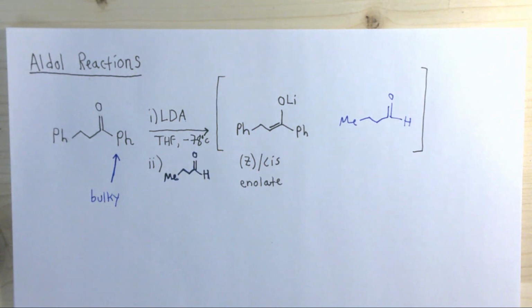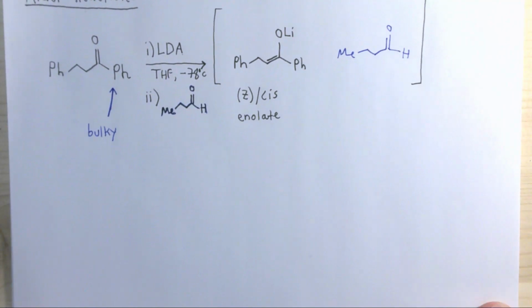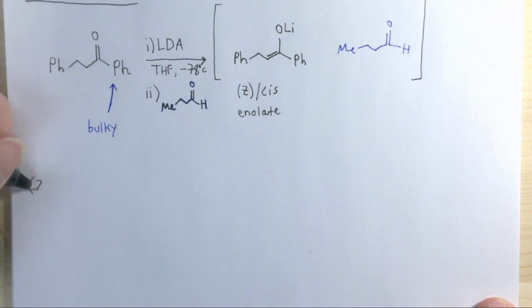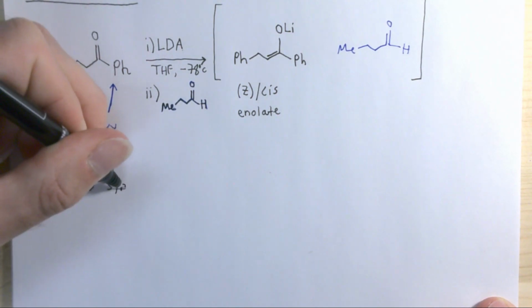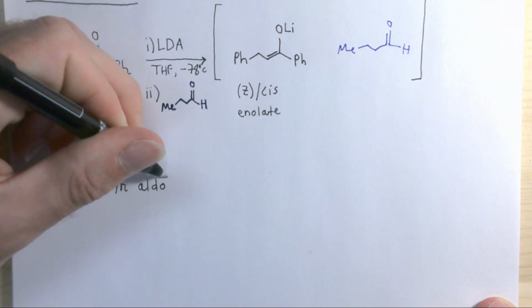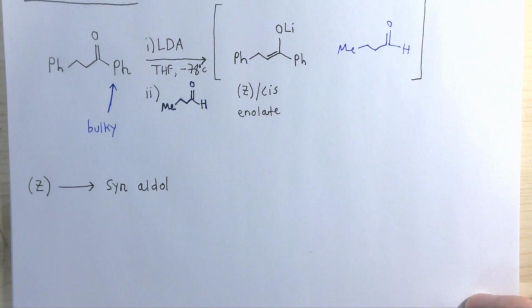Now before I draw this, I want to point out something that you should always remember with these Aldol reactions, and that is that Z enolates give syn Aldol products. And so when I'm drawing my Zimmerman-Traxler and I'm deriving what my product is going to be, I already know it should be a syn Aldol product, and that's going to help me make sure that I'm on the right track as I'm going through this. So that's one thing to remember. Z enolates always give syn products.